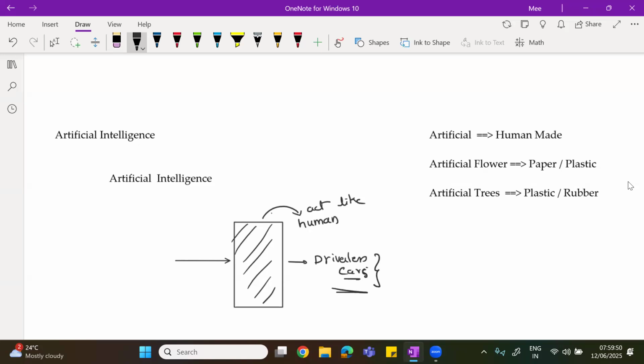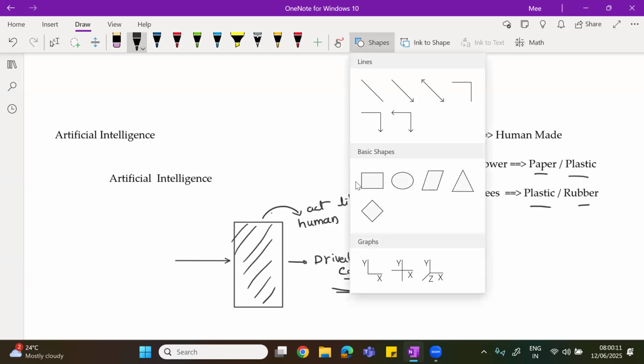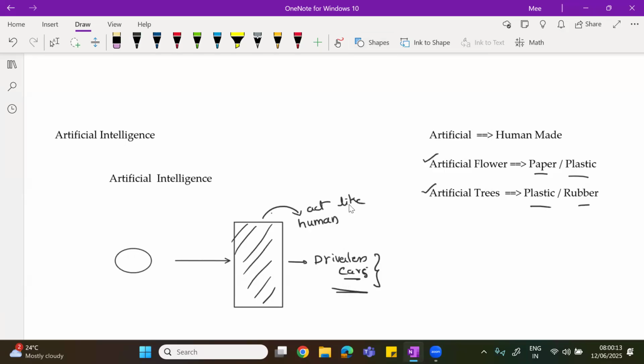Now, here is the $1 million question. Artificial flowers, I told you how we make them. Artificial trees, how we make them. Now, artificial intelligence, how do you get it? Through data. We will give the data. From the data, it will acquire the knowledge, and that knowledge will be used as intelligence. Now, hope you got it.